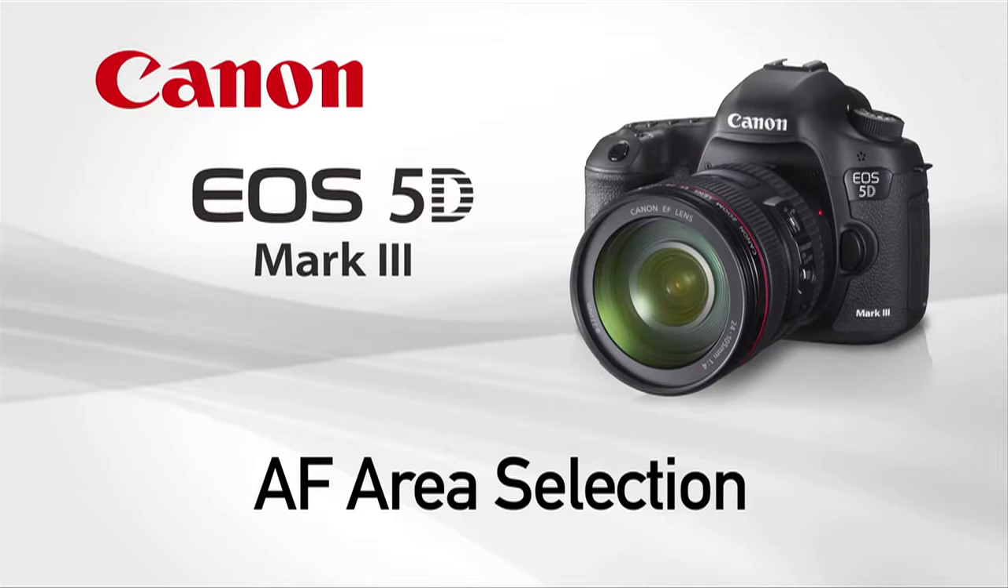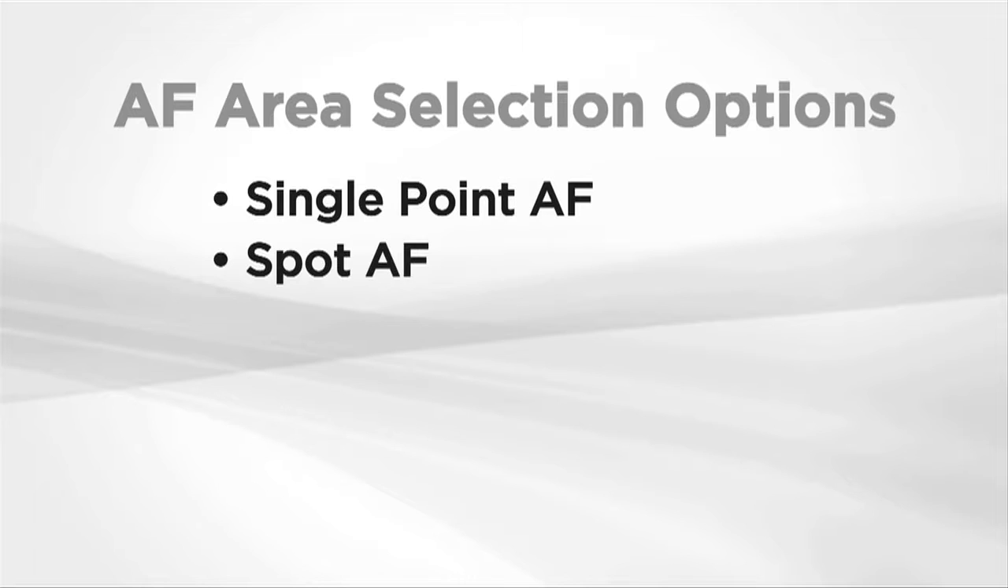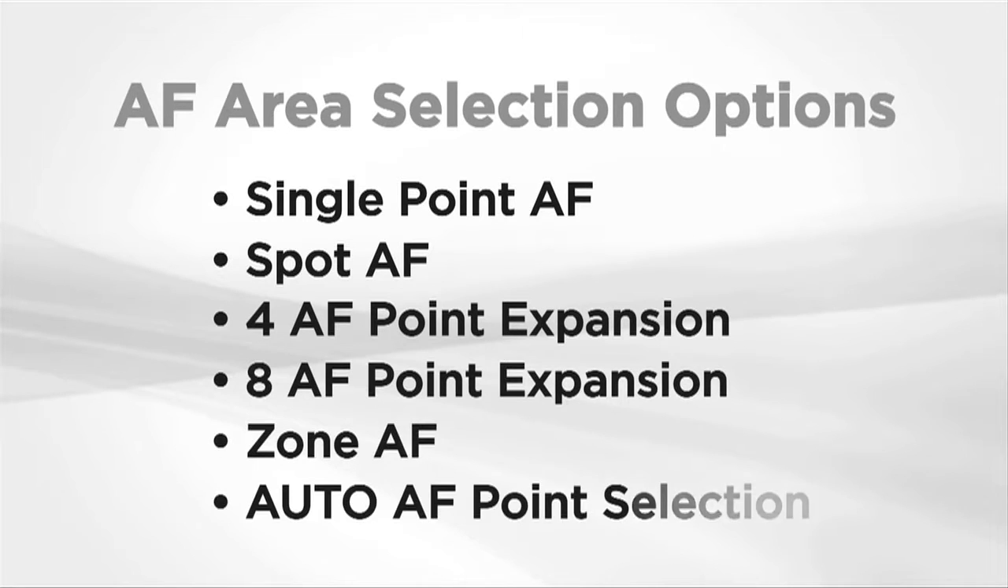AF Area Selection. AF Area Selection lets you control the size of the area your AF system is using when it reads your subject. In effect, it lets you change the size of a focusing point. You have 6 possible AF area options available.